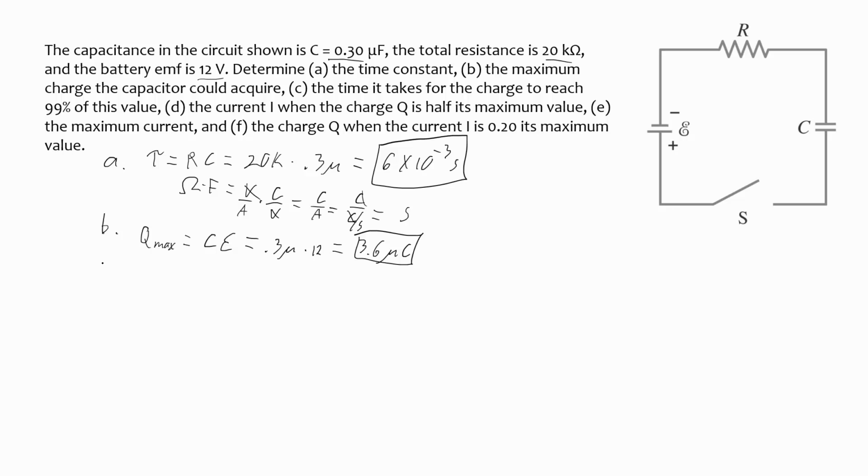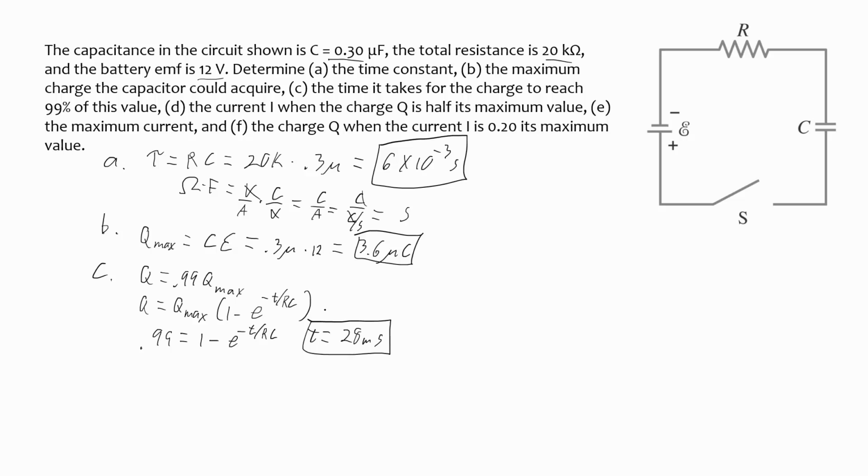Part C, the time it takes to reach 99% of the maximum charge. So we want Q to equal 0.99 times Q max. Well, if we compare this equation to our general equation for Q, which says that Q equals, I'm going to go ahead and call it Q max here instead of CE, times 1 minus e to the negative t over RC. Well, then essentially we want this stuff in parentheses here to equal 0.99. So 0.99 equals 1 minus e to the negative t over RC. And then we go ahead and solve that for t. You'll end up with t equals 28 milliseconds. That's the time for that.